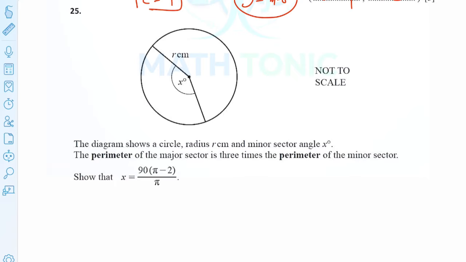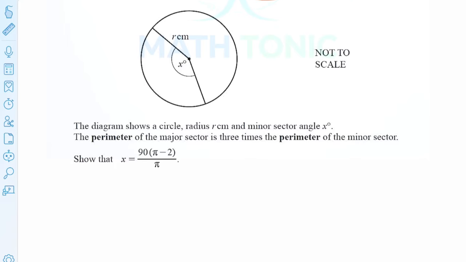Now question number 25. It is given that the diagram shows a circle of radius r centimetres, and the minor sector angle is x. So the major sector angle should be 360 minus x. The perimeter of the major sector is 3 times the perimeter of the minor sector, and we need to show the x value.